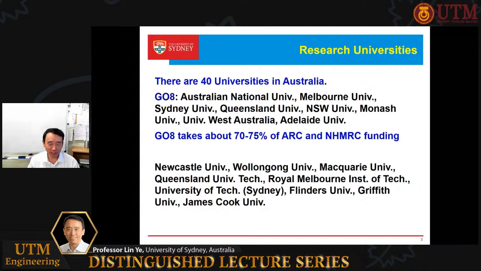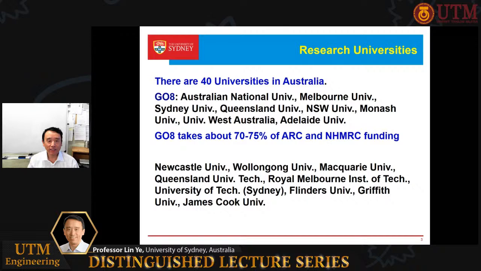Then there is the top eight universities. We sometimes call them the GO8, or Group of Eight. Basically, they are the top universities in Australia. If you look at any league table around the world, those eight universities are ranked within the world's top 150 in any kind of league table.